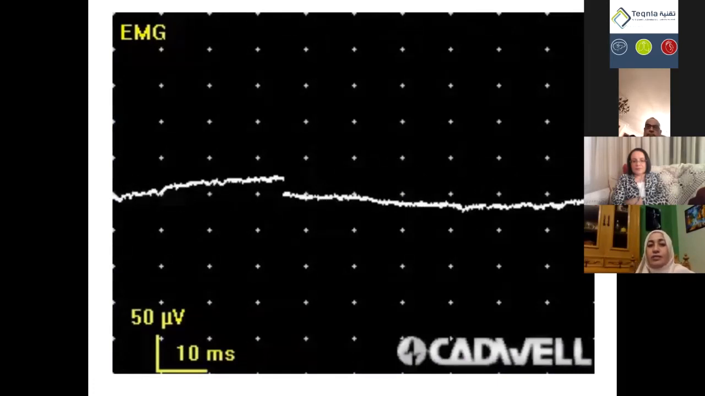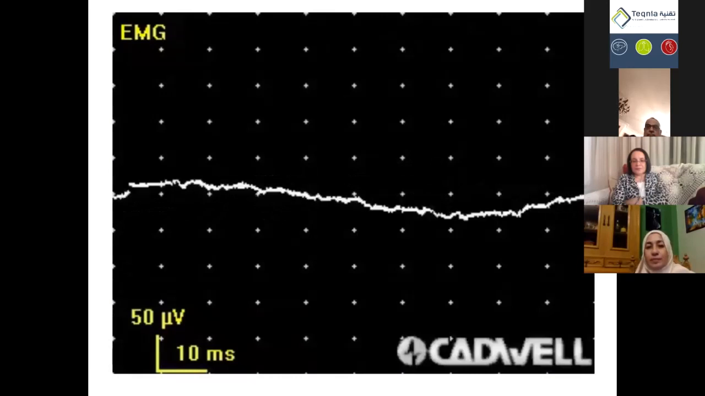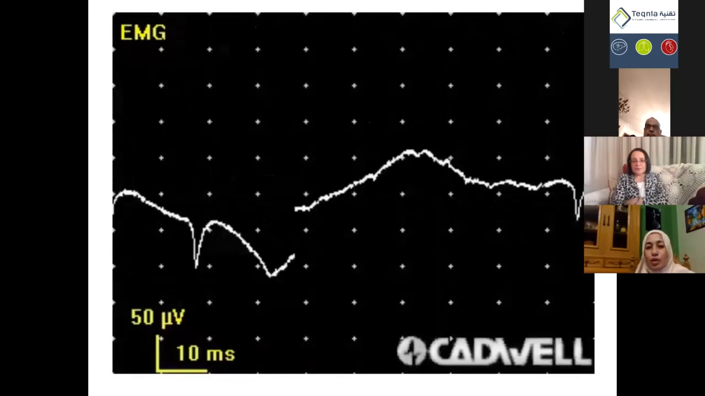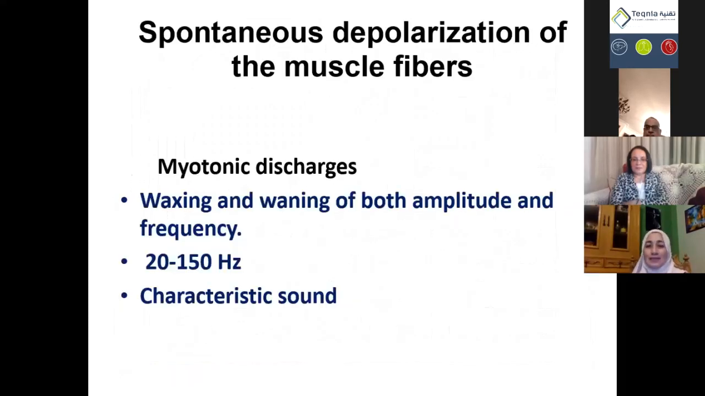Very regular, very, very regular. Positive sharp waves appear with alternating fibrillation potentials. Let's imagine we hear the sound of the fibrillation potential and the positive sharp waves.